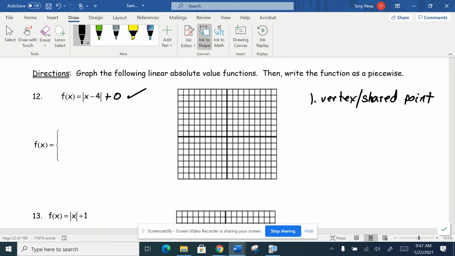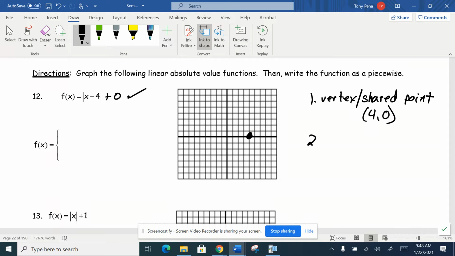All right, Cam, you got your hand up. What point do you think is our vertex shared point? 4, 0. Good. That's our shared point. So since this is x minus a 4, that means 4 is the x coordinate, 0 is your y coordinate. So we're going to plot that point. So go to 1, 2, 3, 4 on the x-axis. You're going to plot that point.